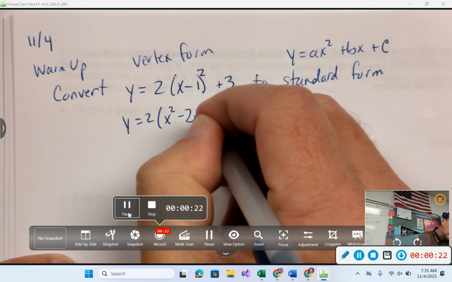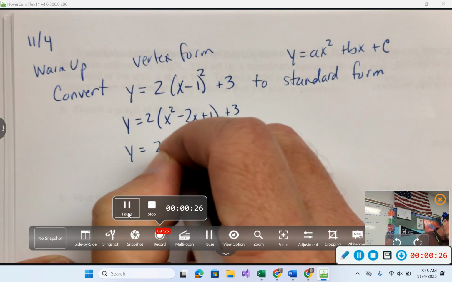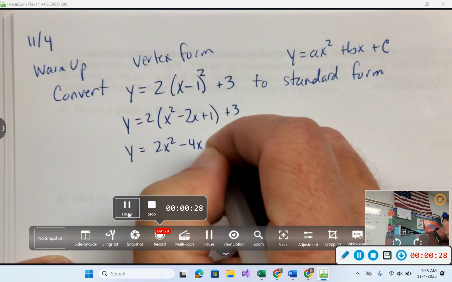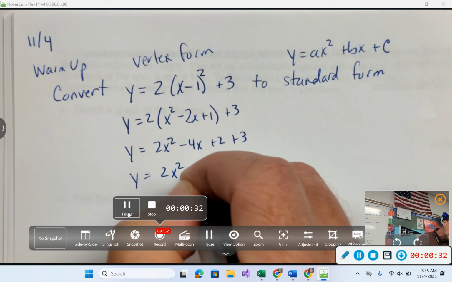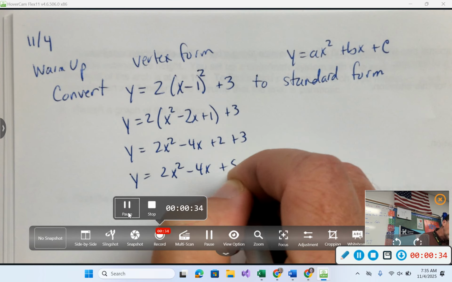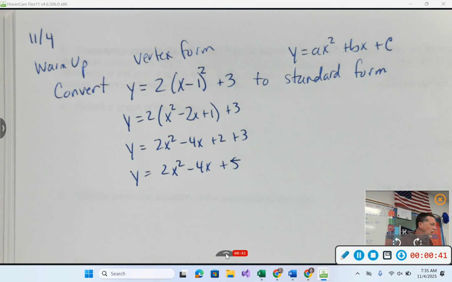Minus 2x plus 1 plus 3. 2x squared minus 4x plus 2 plus 3. 2x squared minus 4x plus 5. Okay. Not really a big deal. Not very challenging.